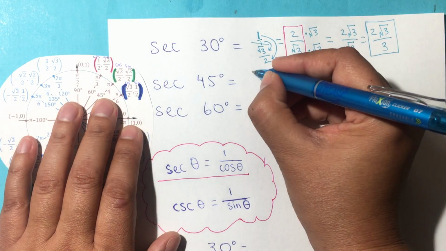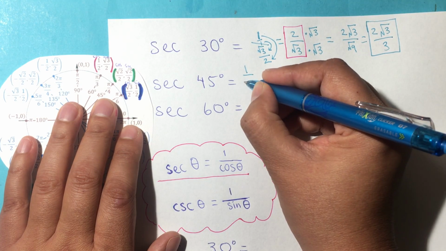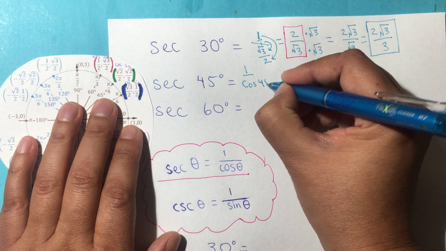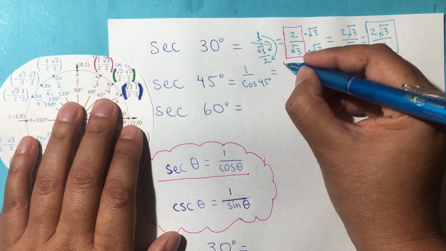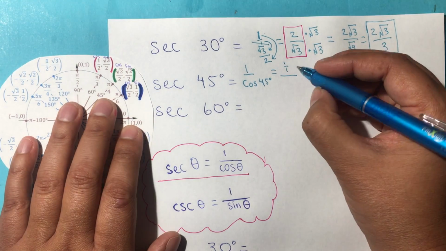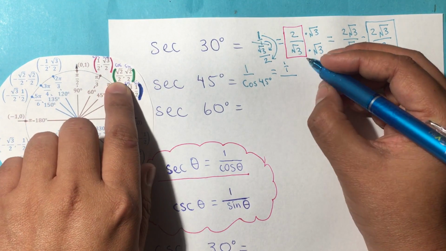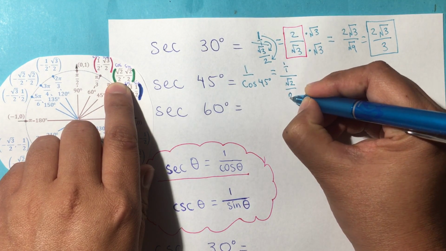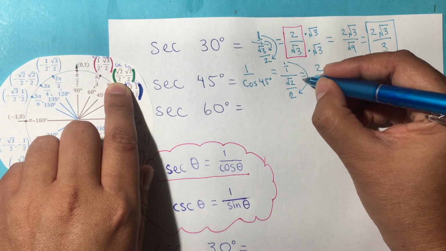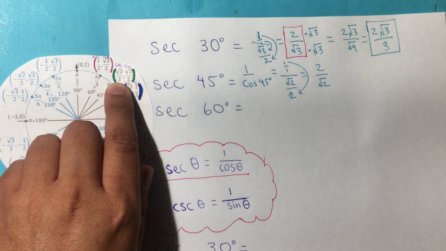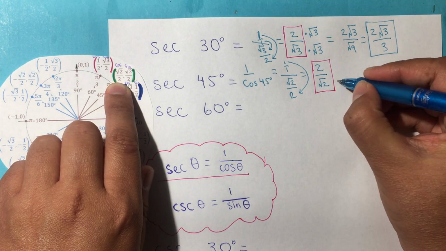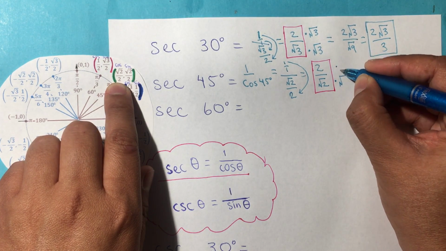Secant of 45 is 1 over cosine. Remember that it is the opposite, okay? So 1 over cosine of 45. I'm just going to put it as 1 over 1 so that I can do outer and inner. Cosine of 45, cosine is the first value, which is square root of 2 over 2. I multiply the outer values. 1 times 2 is 2. 1 times square root of 2 is square root of 2. Again, if they don't ask to simplify, just leave it like that. But if you have to simplify, then you multiply by the denominator.